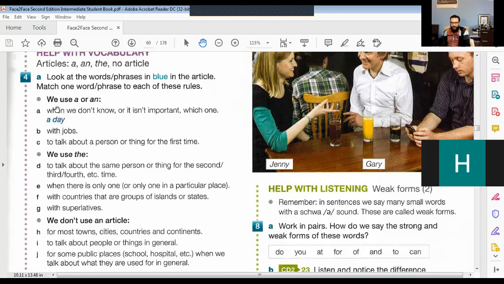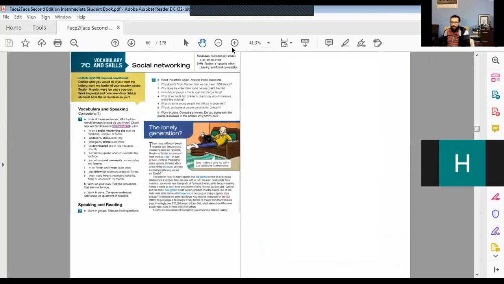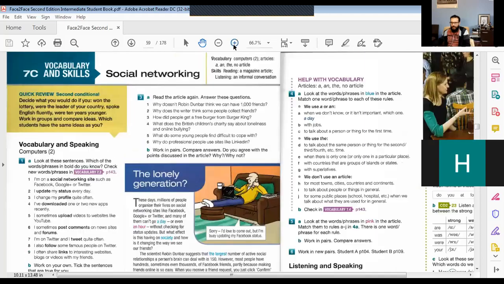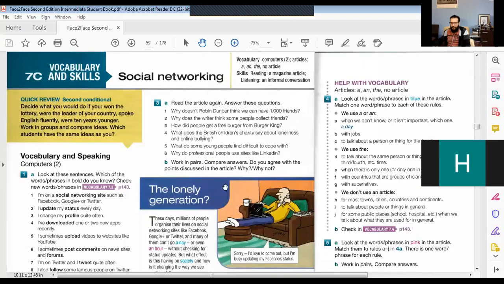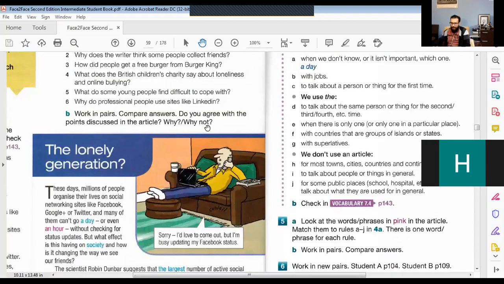So the first rule is using a or an. The second one is using the. The third one is not using an article. And of course here, there are certain situations for each rule. So in each rule, we have 3 different situations or conditions. This means maybe it's better if I show you both pages together. This way you can also see the article at the same time. Okay, so this way we can move up and down.